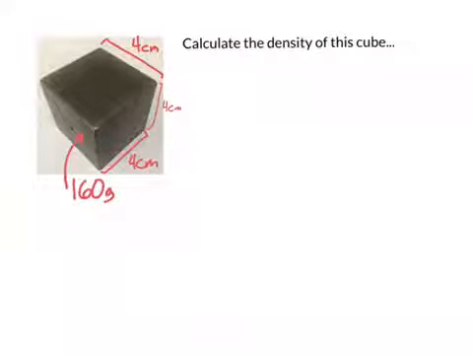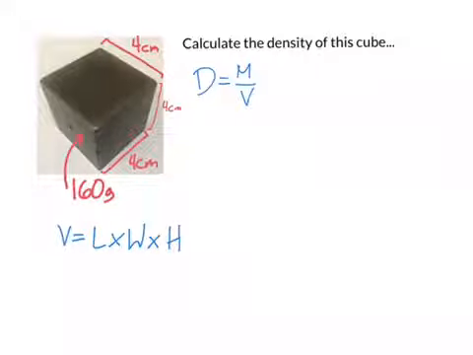So the important thing to remember here is this formula, which is density, or D, equals mass, M, divided by volume, V. And we can see here that we've got the mass already given to us, but we've got to figure out the volume, which is this thing here. And this is where this other handy equation comes in, this formula, which is, in this case, volume equals length times width times height.